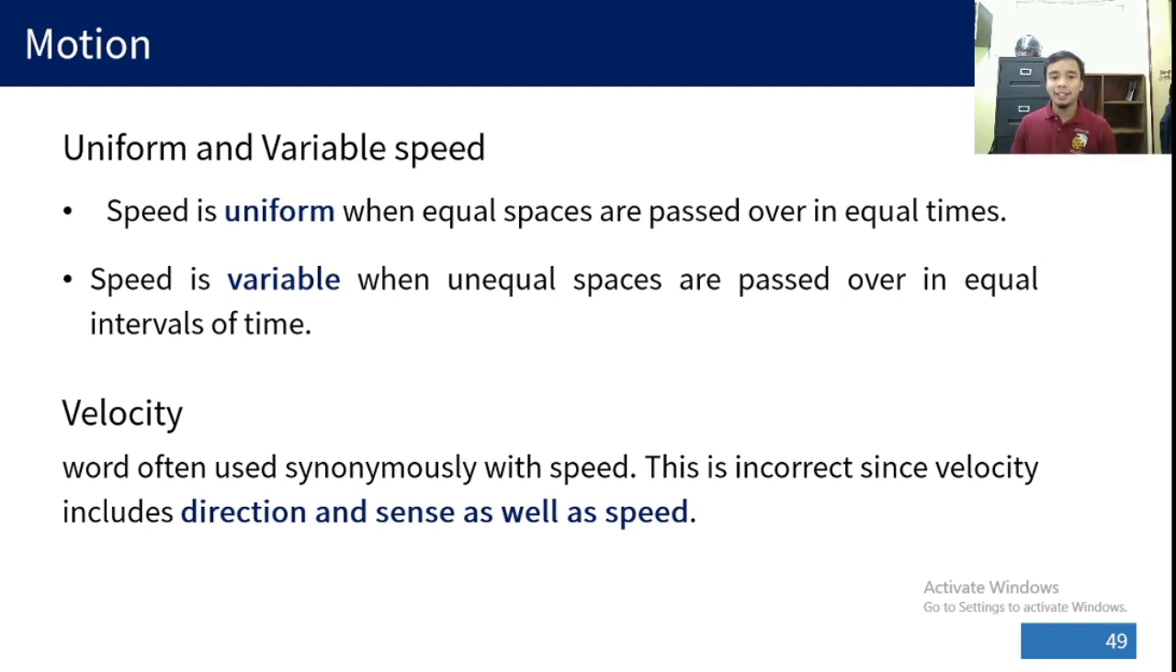Ang physics definition niya sa velocity is magnitude and direction, whereas ang speed is only the value of speed niya, the time rate of change sa motion, mo ang speed.